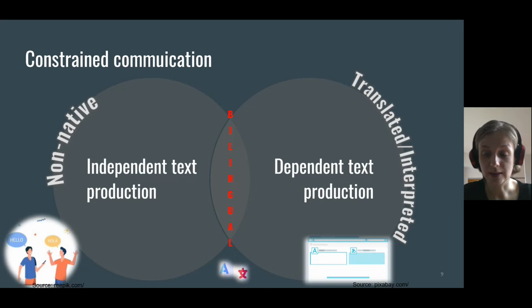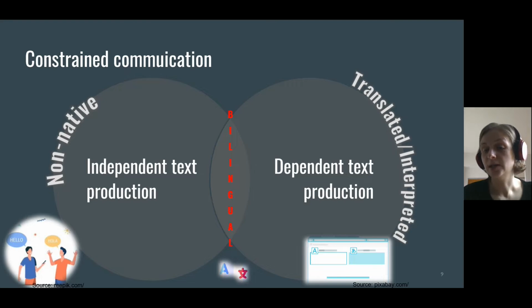You juggle two languages at the same time, because even if you speak just a foreign language, your native tongue is always there for you, and you are always processing both. But non-native language use, so when you speak a foreign language, involves independent text production. We are not transferring anybody else's message. The message is your own.